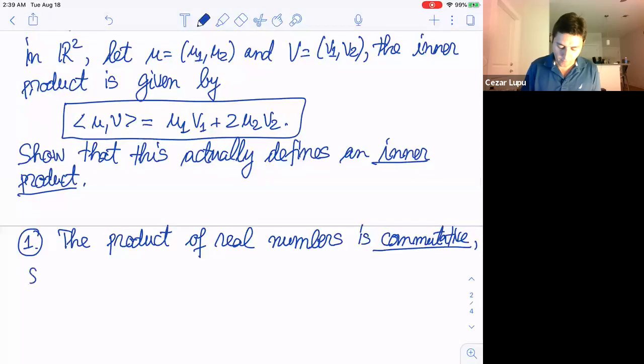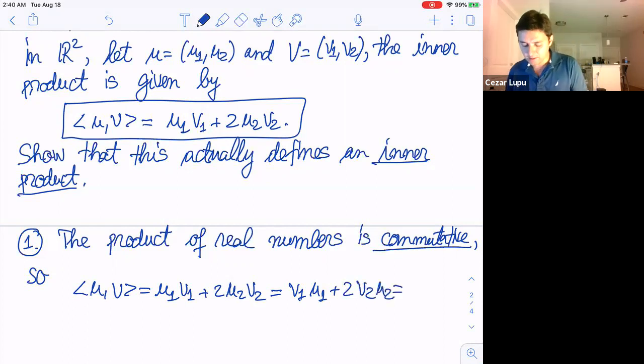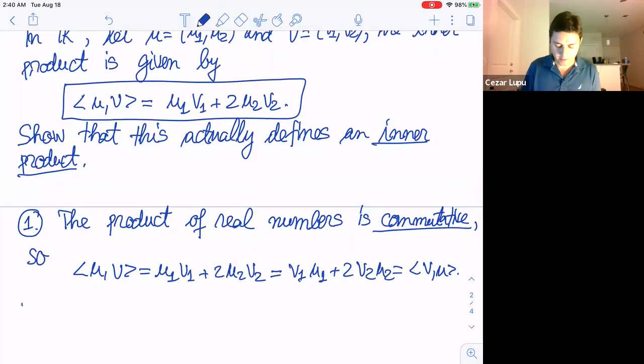So clearly this, the inner product of u and v, which is u1 v1 plus 2 times u2 v2, will be clearly v1 u1 plus 2 times v2 u2, which is nothing else than the inner product between v and u. So clearly this is commutative. It's obvious, basically. And now let's show the second one.